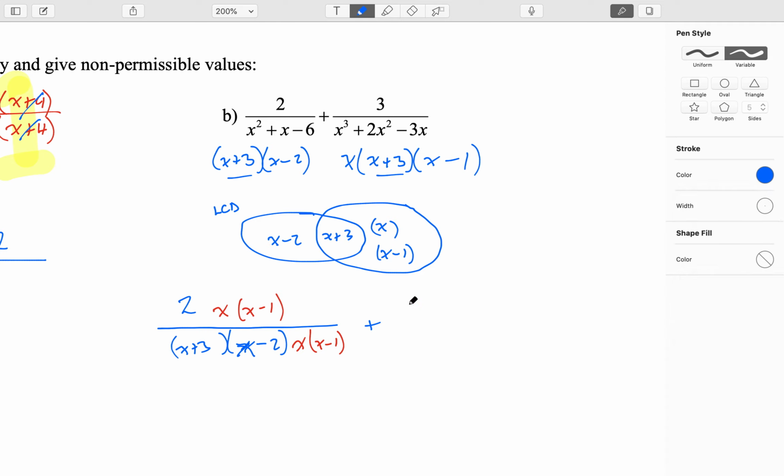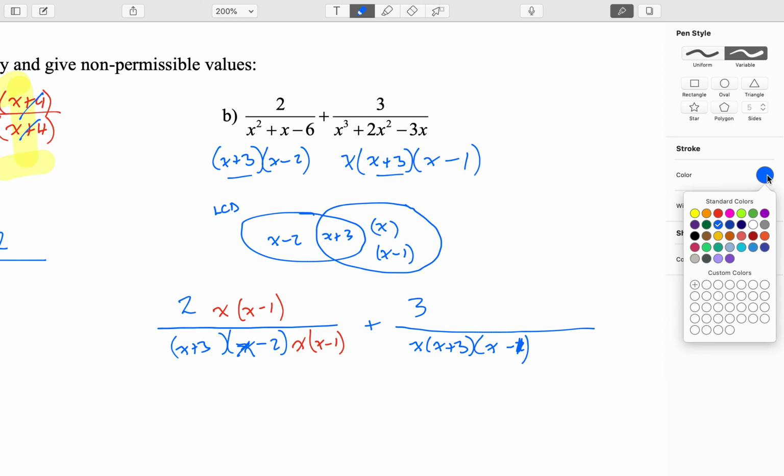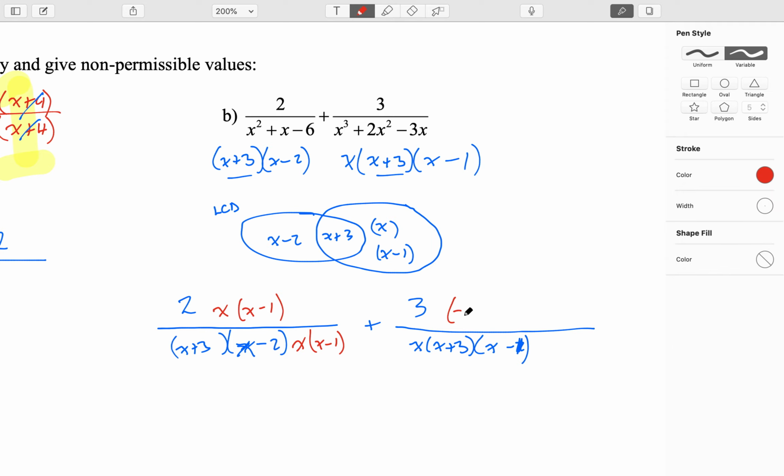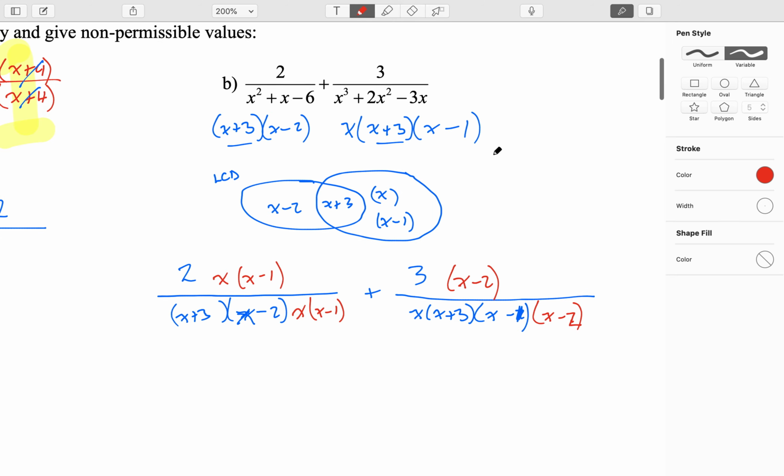Okay, let's go over to the other one. Plus, here's what we got. We got 3 over x, x plus 3, and also x minus 1. So what am I missing? I'm missing x minus 2. That's what I want to multiply top and bottom by. So I'm going to go x minus 2, multiplying the top and the bottom. Now I've got all of my denominators together. So now I can start putting stuff together.